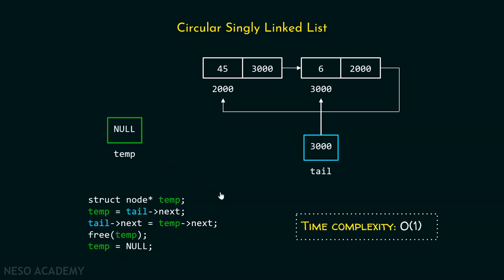The time complexity of this whole procedure is obviously constant. It doesn't require any traversal at all, right? So the time complexity is big O of 1, okay? Now let me just show the complete code in code blocks.